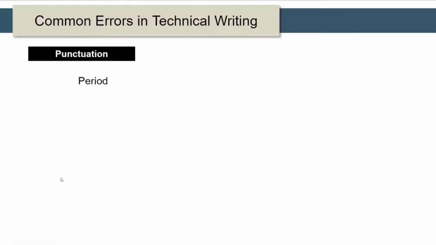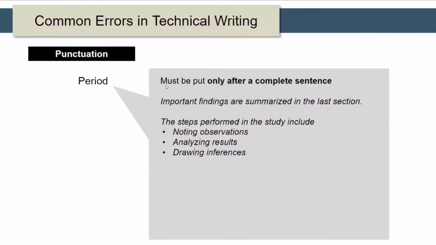Next is the use of period, that is a dot. A dot or a period must be put only after a complete sentence. For example, an independent clause, you can put a full stop after the independent clause. For example, important findings are summarized in the last section, full stop. Whenever you are writing bullet points, unless the point you are bulleting is a complete sentence, an independent clause, do not put a full stop after it. Right? Because a period is put only after a complete sentence or an independent clause.